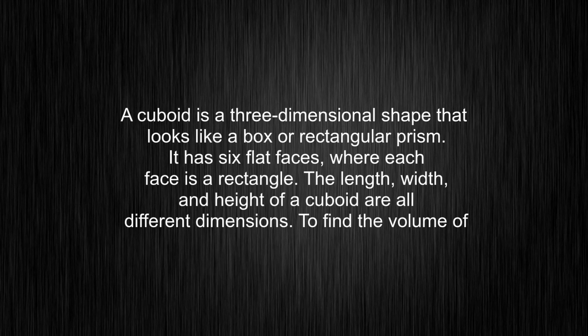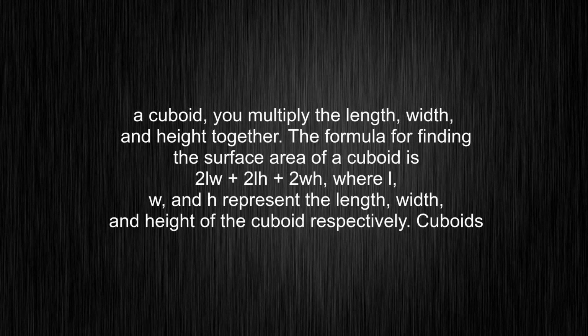A cuboid is a three-dimensional shape that looks like a box or rectangular prism. It has 6 flat faces, where each face is a rectangle. The length, width, and height of a cuboid are all different dimensions. To find the volume of a cuboid, you multiply the length, width, and height together.